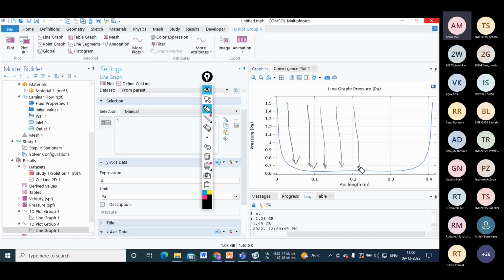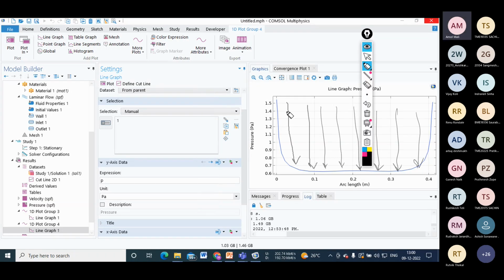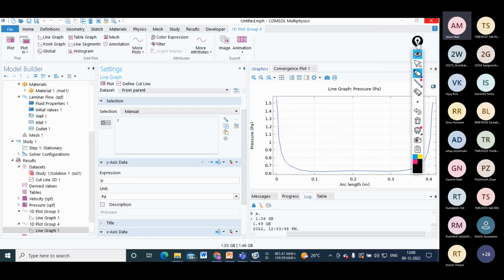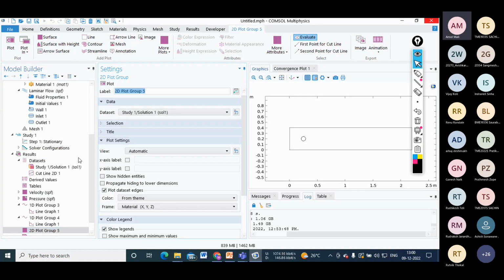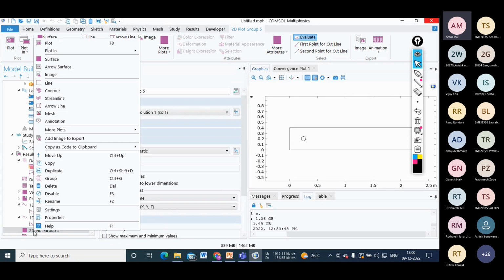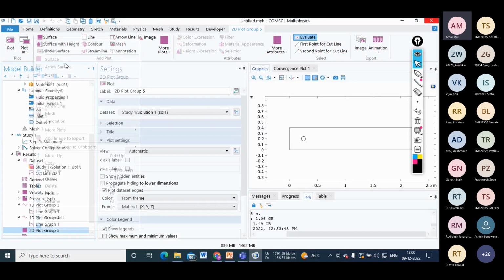This is the pressure distribution nearer to or at the inlet section. You can check at different sections also. Okay. If you want to see it in 3D, you can see it in 3D also. You have to select the pressure distribution at different points, that you can also select. So now we will check how the pressure distribution looks in the 2D plane.